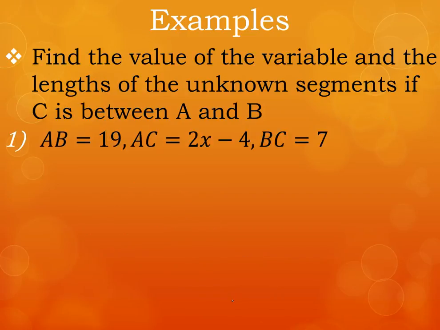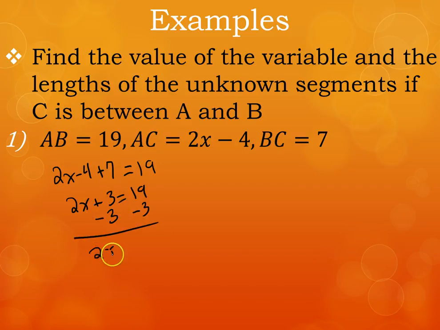So same setup. We know that, again, AB is by itself. AC and BC must add to be it. So 2x minus 4 plus 7 equals 19. When I combine the negative 4 and the 7, I get 2x plus 3 equals 19. Subtract 3 from both sides. 2x equals 16. Divide both sides by 2. x equals 8.